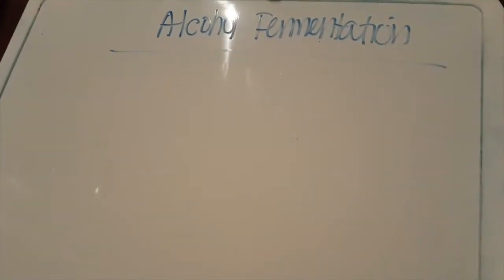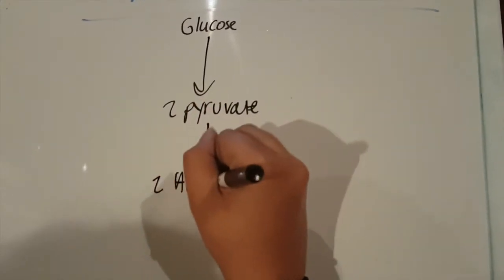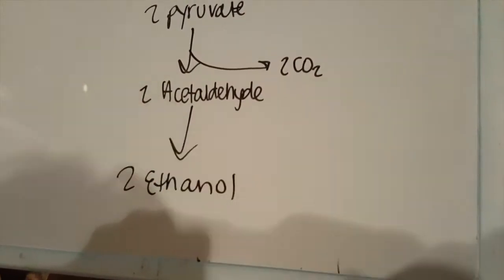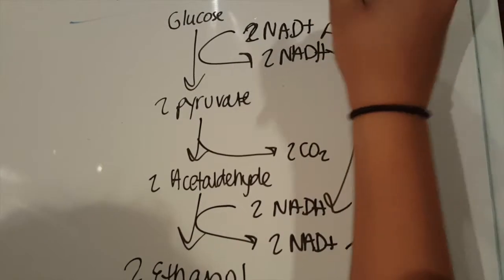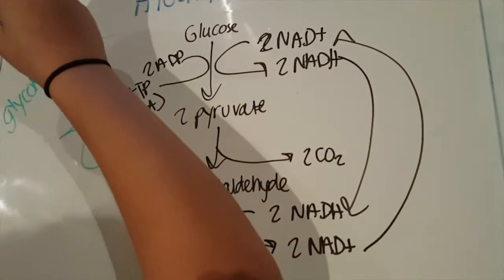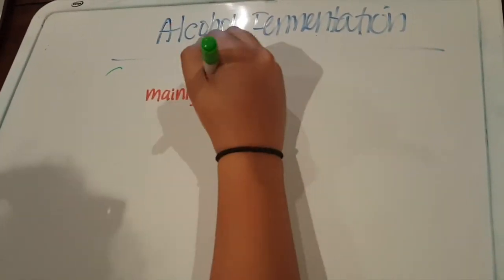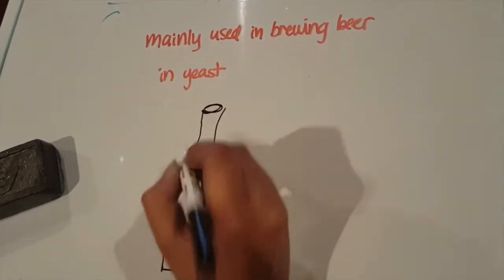In alcoholic fermentation, you start off with one glucose molecule. That is then converted into two pyruvate molecules and then two acetaldehyde molecules, which also makes two carbon dioxide molecules. Then finally, you get your two ethanol molecules. You make two NADH to two NAD+, and then two NAD+ to two NADH, and it regenerates like that. You also have two ADP, which make a net of two ATP. That is glycolysis, and that is NADH regeneration. Alcoholic fermentation mainly takes place in brewing beer and yeast.